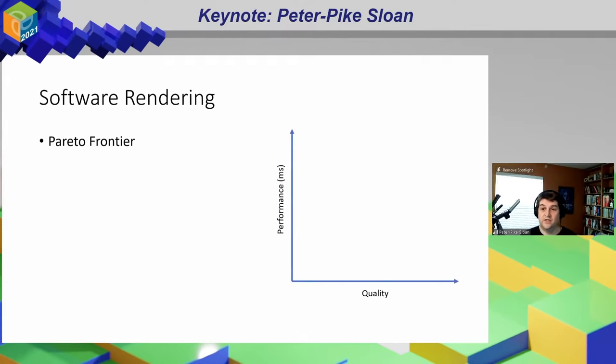So at the same time, there was a lot of excitement in software rendering, and I'll touch on my connection with this in a bit. And I want to use the notion of Pareto optimality, or the Pareto frontier, to describe this. So this is a 2D graph where on the horizontal axis is quality. This will just be some abstract thing, don't think too hard about it. And performance, and we'll look at it in units of time, milliseconds. So you want to be in the lower right corner of the graph.